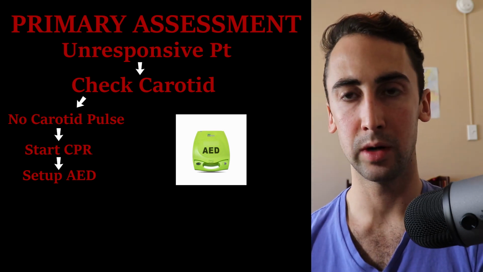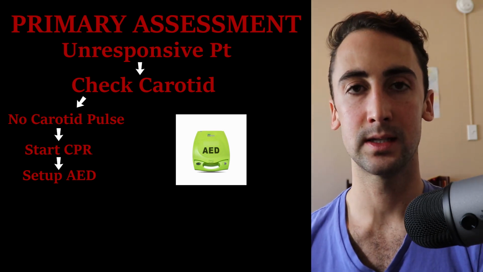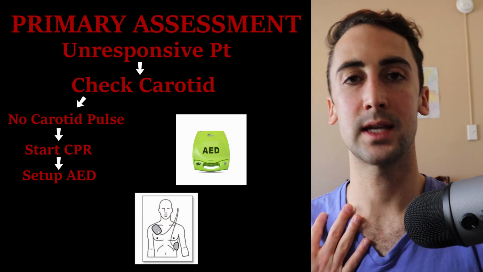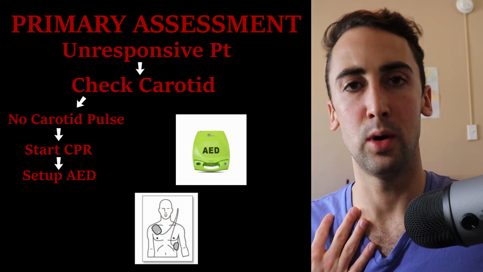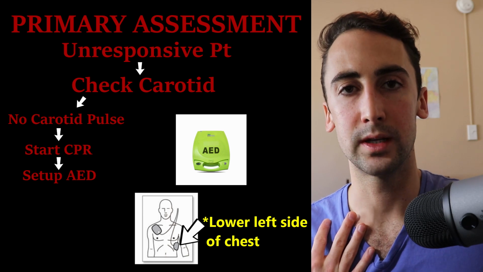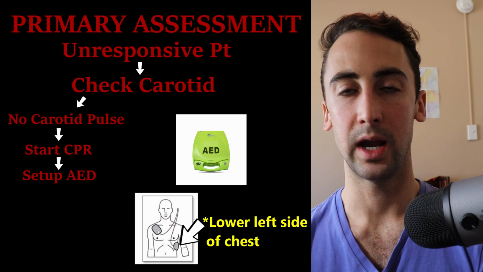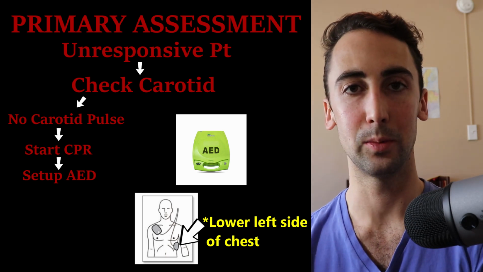For the AED, we're going to be placing, for adults at least, one patch on the upper right portion of their chest, and the other one's going to go on the lower left quadrant of their abdomen. You'll typically see on the AED, it'll have diagrams and pictures. It'll show you exactly where to put the patches.